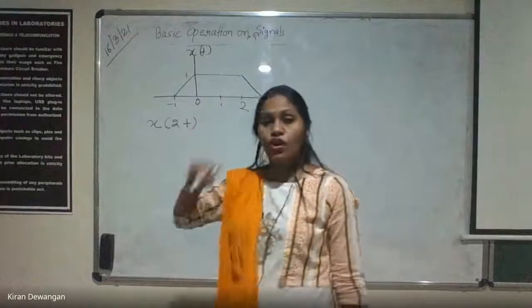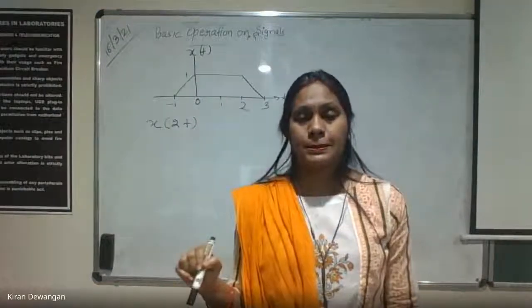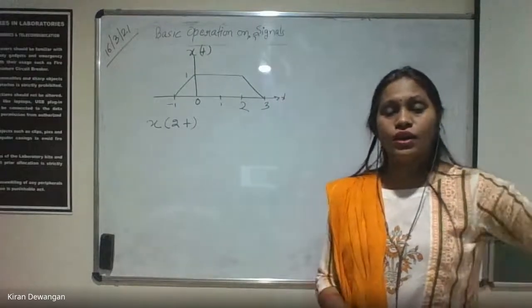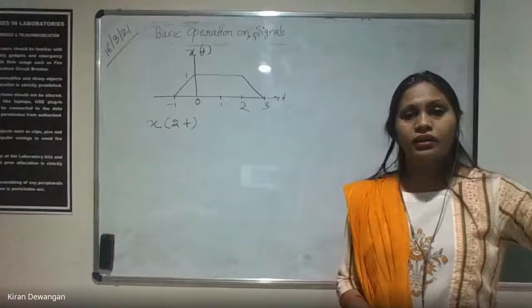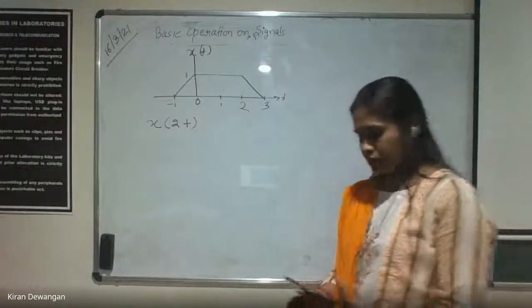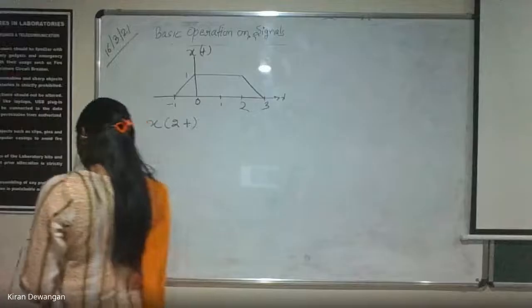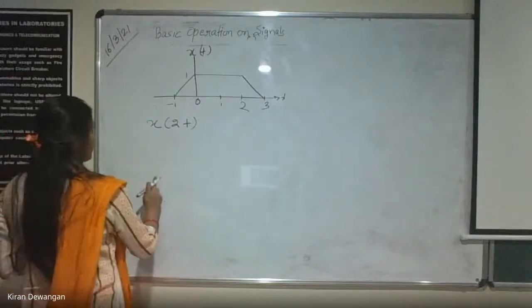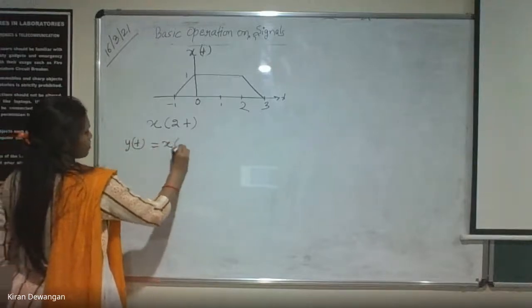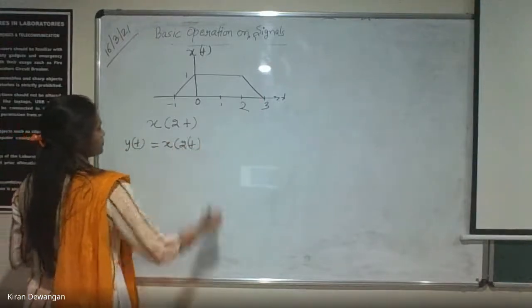And what is the value of alpha here? 2. It's greater than 1 or less than 1? It's greater than 1. Will it be compressed or expanded? Compressed. Correct. It will be a compressed signal. Now let y of t be x of 2t.